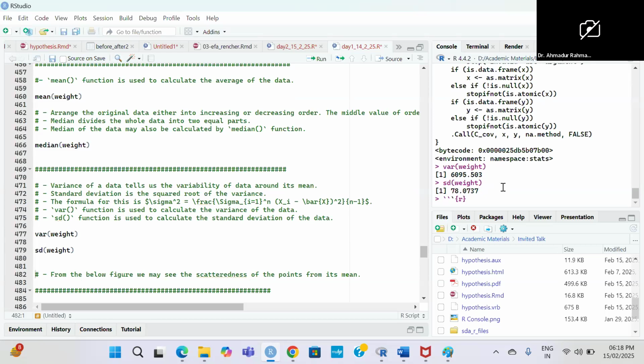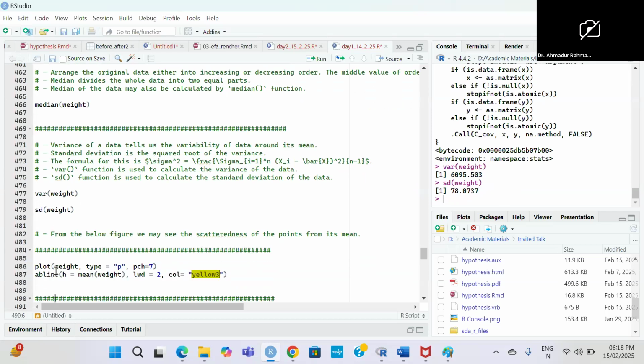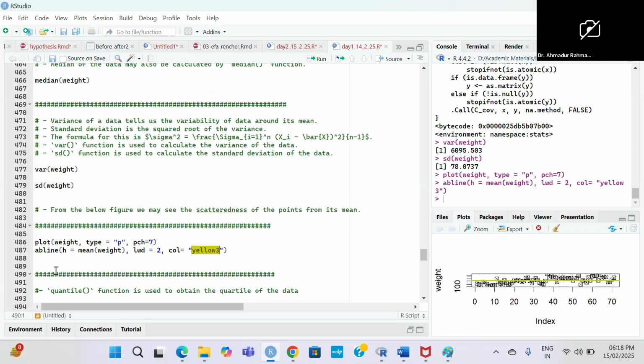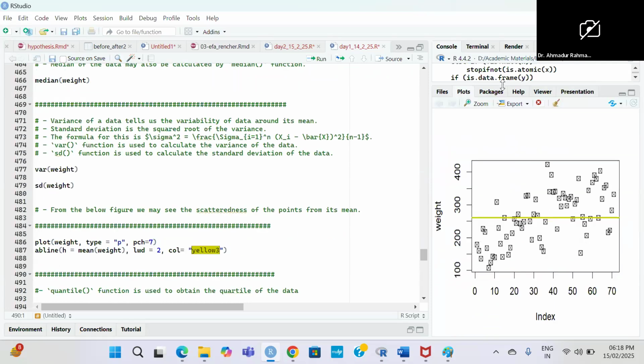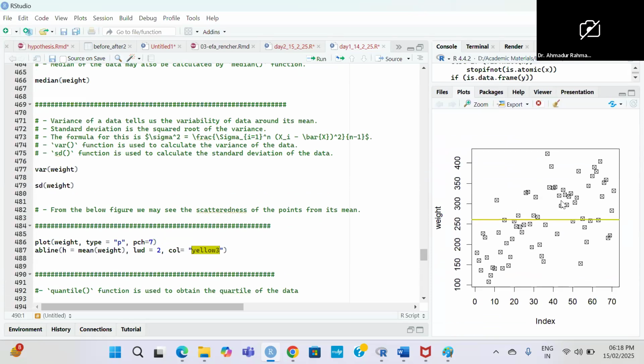These things are needed. Then further we can plot this to check the normality of the data. From the plot we can check these things. One more thing can also be observed from here. See, this is our whole data set. This is scattered. The minimum value is around this. नजर आ रहा है? And this yellow line is the mean of this. So we can see the scatteredness of the data.